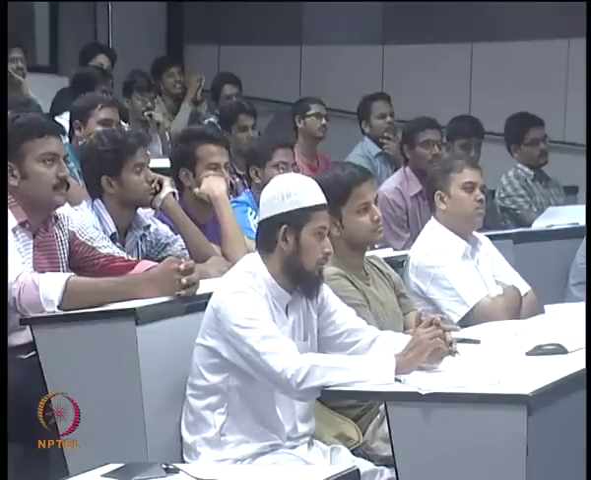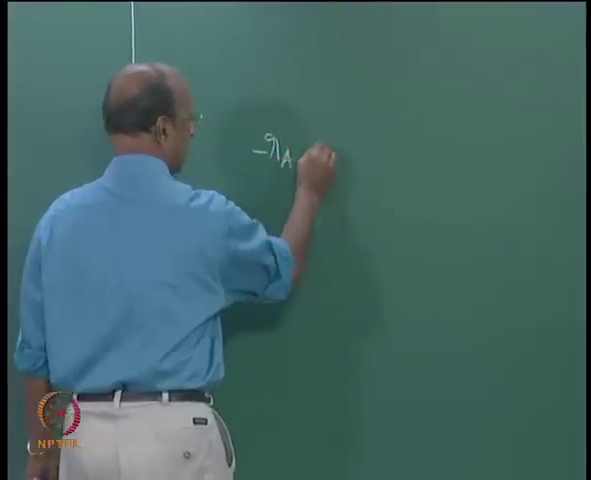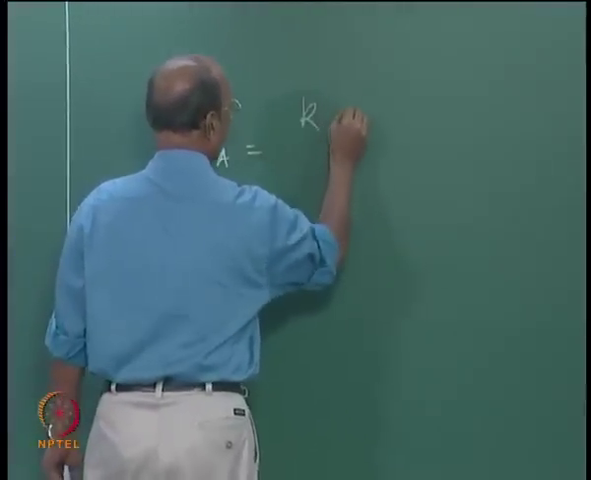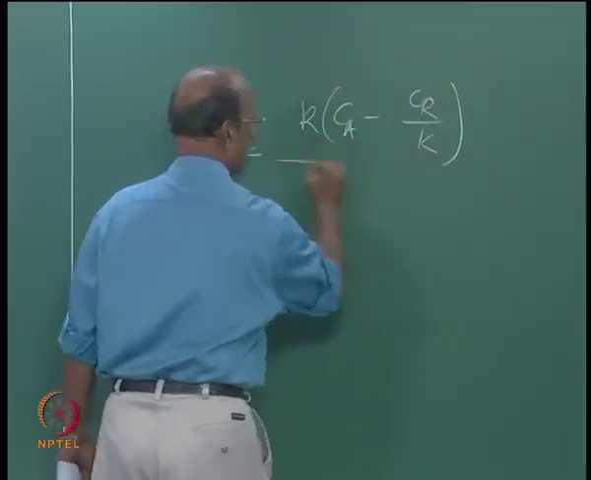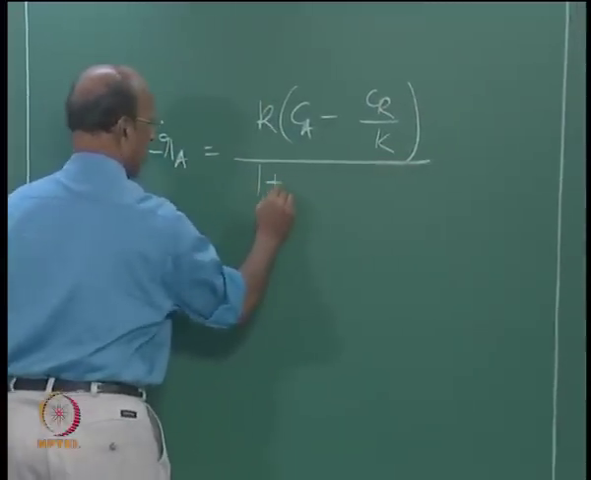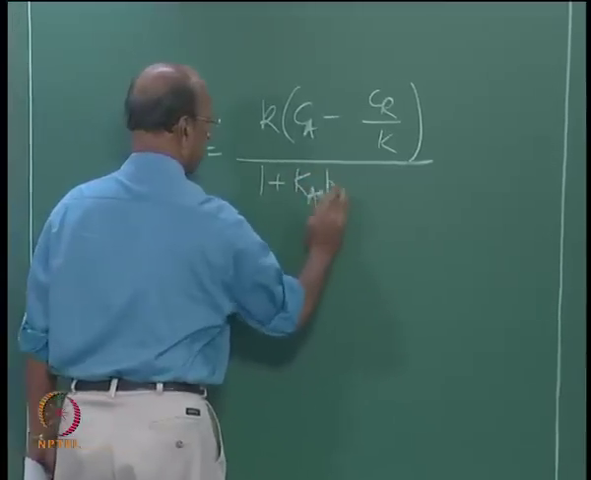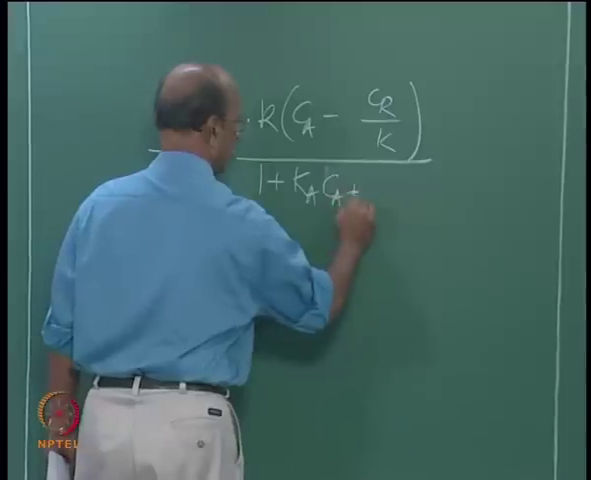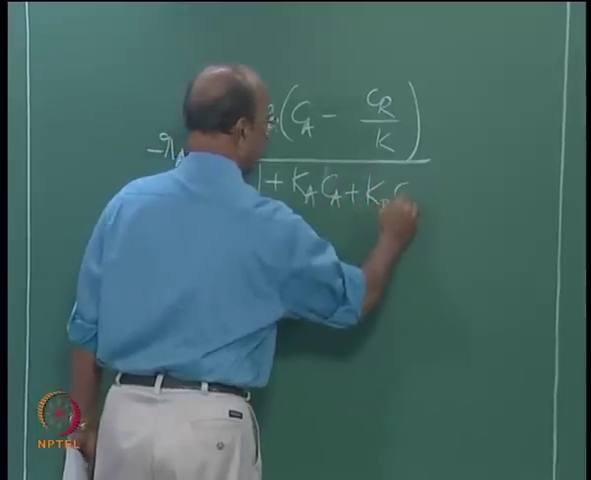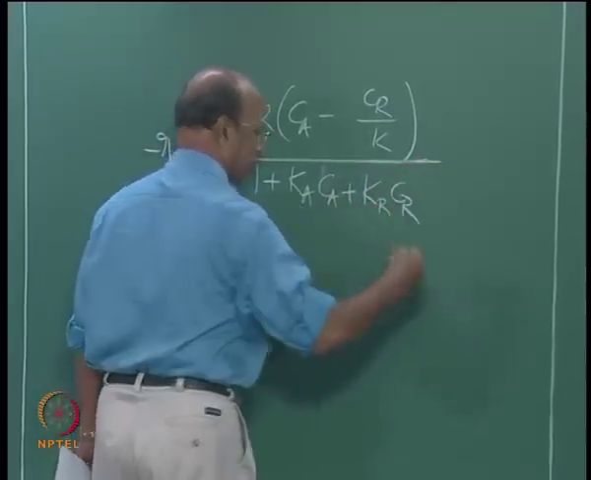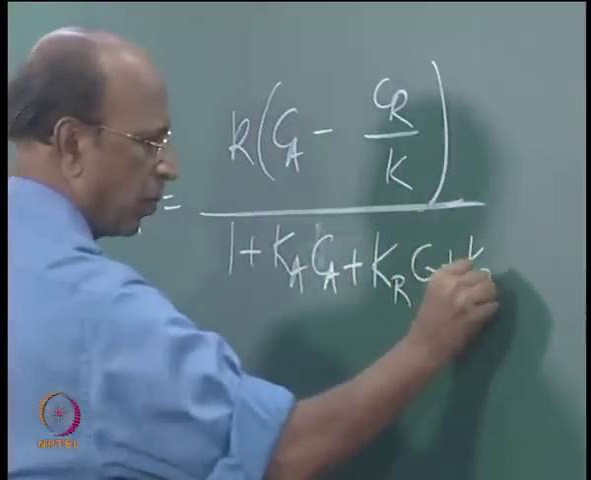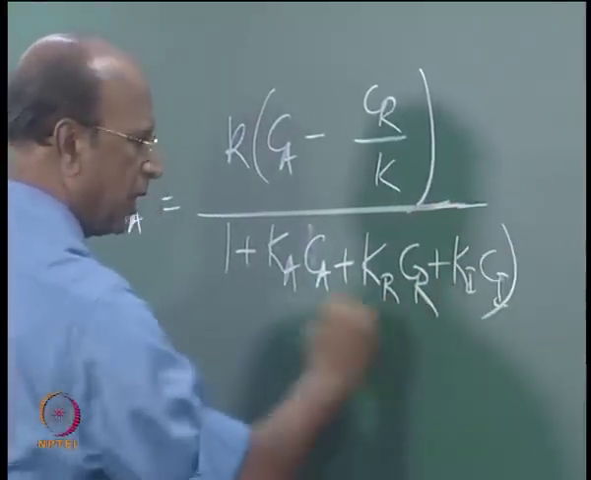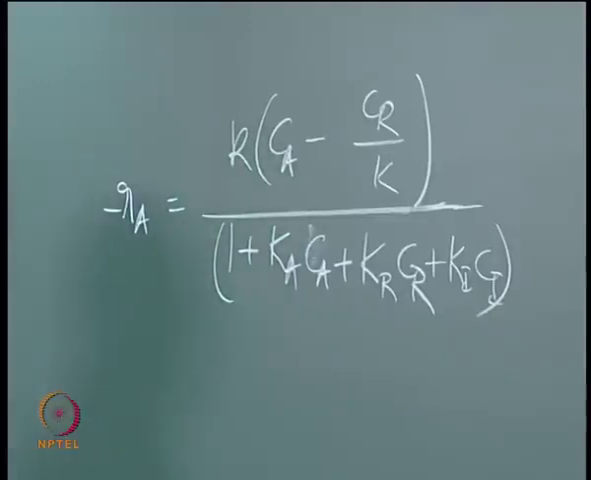I think I will write that. This is minus r_A equal to K. Okay, let me write C_A so that you are comfortable with that, some constant times C_A minus C_R over equilibrium constant, divided by 1 plus K_A C_A plus K_R C_R. If there are some inerts, we can also write K_I times the concentration of inerts, that is the one. What is the order of this reaction?